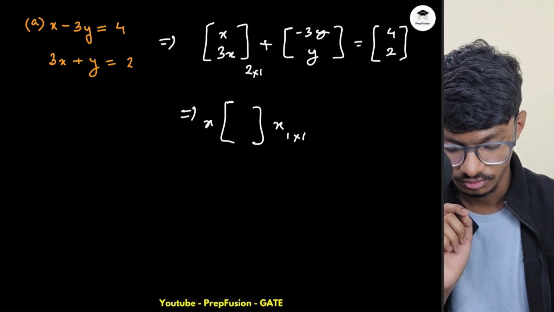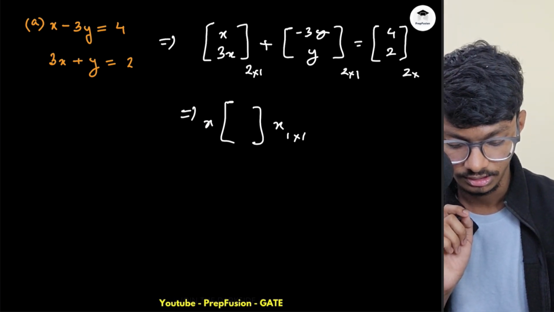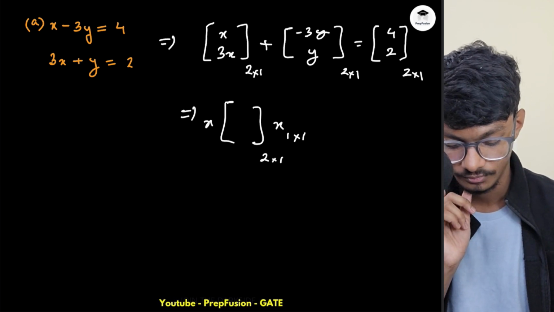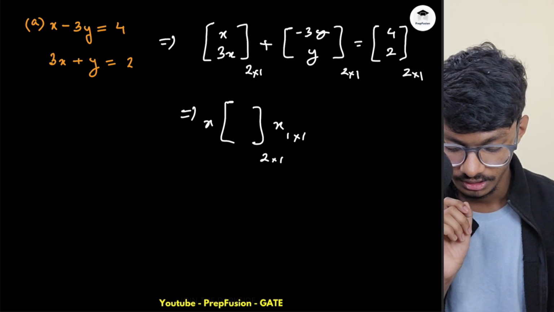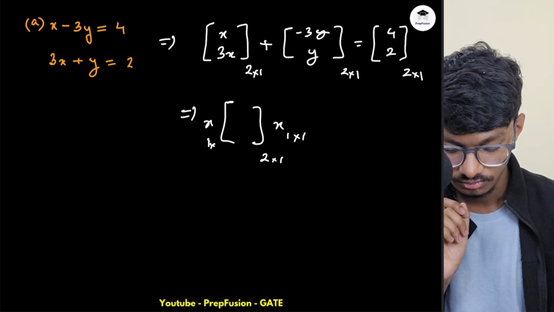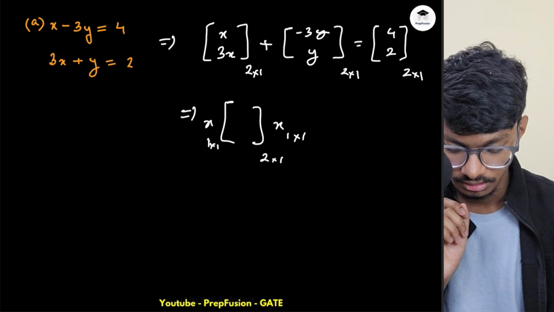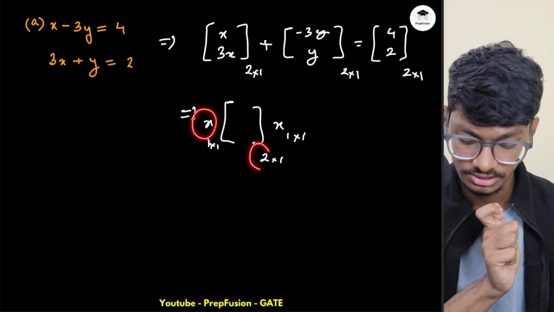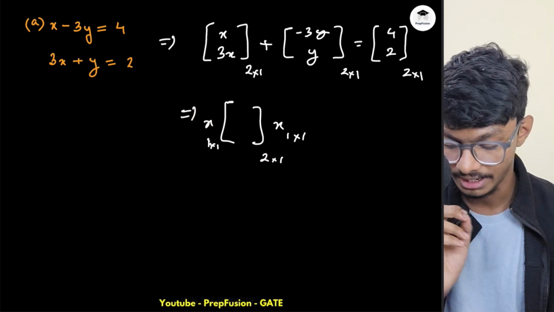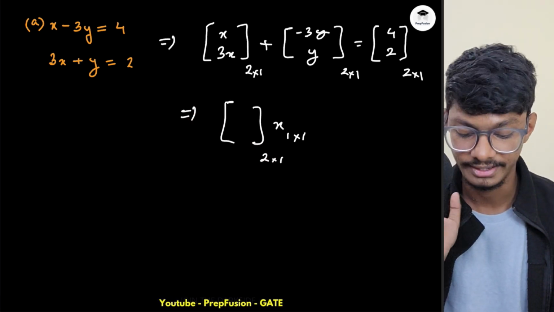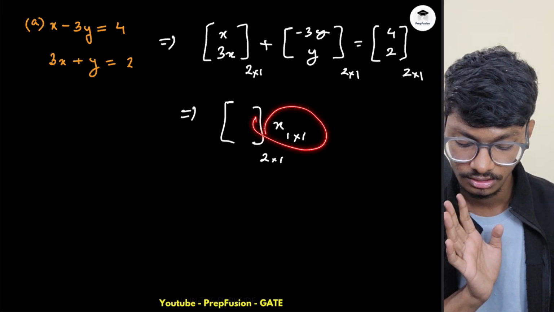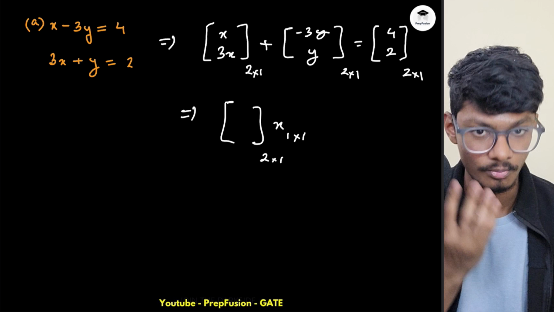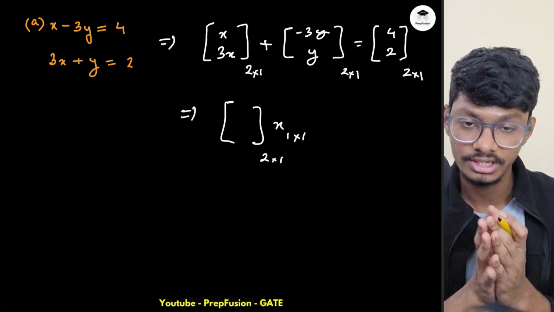This is 2 cross 1, and this is 2 cross 1. Now here, what do you observe? If this is 1 cross 1, these are not satisfying the condition, because the number of columns of this is not equal to the number of rows of the other. So obviously I can't take my x in front; my x has to be behind this column vector. So that is the proper representation. You have to keep these things in mind.